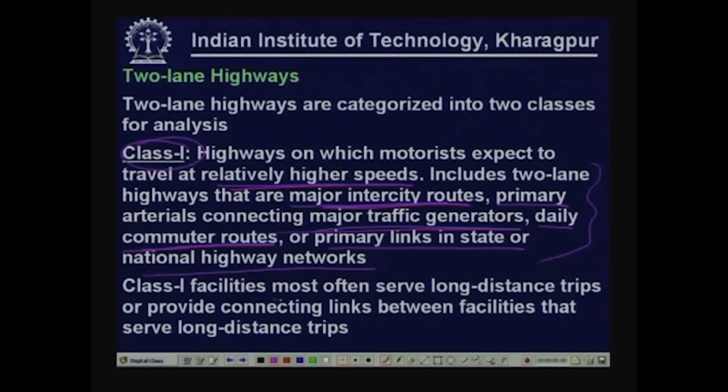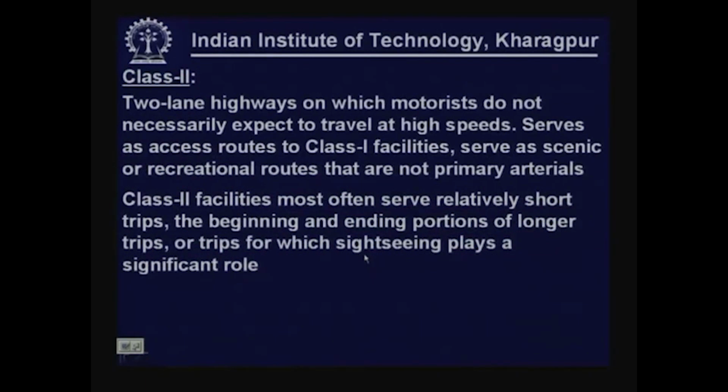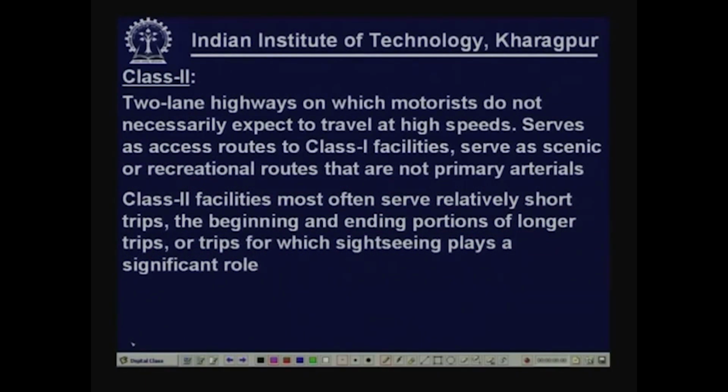So, class 1 facilities most often serve long distance trips, they are important, that is why speed is important, or provide connecting links between facilities that serve long distance trips. That is what a class 1 type road is. Now, coming to class 2, these are two-lane highways on which motorists do not necessarily expect to travel at high speed.